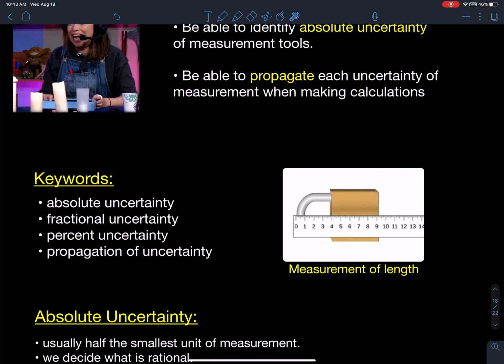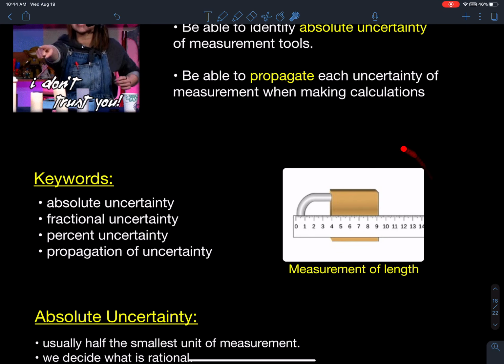Okay, so the main keywords we're going to look at that you need to stop and make sure that you've gone to your book and gone through, that you know the difference between absolute uncertainty, fractional uncertainty, percent uncertainty, and the term propagation uncertainty. We're going to go through all of that in this video. Okay, so here's an example that we're going to go through first.